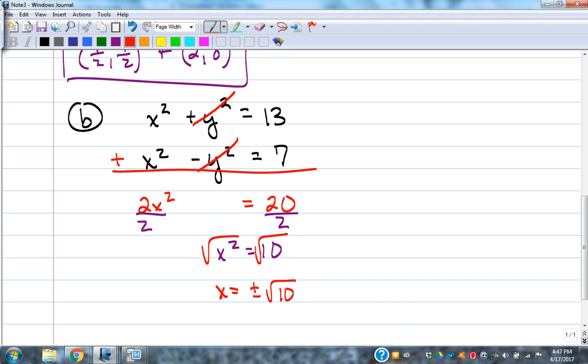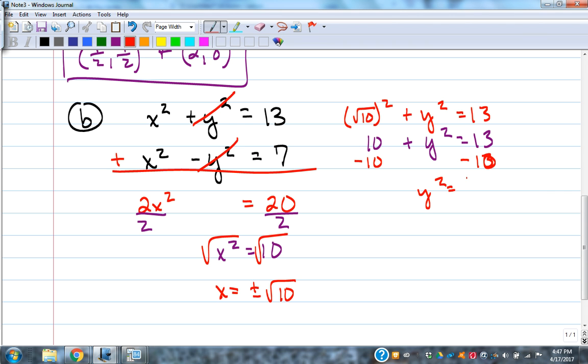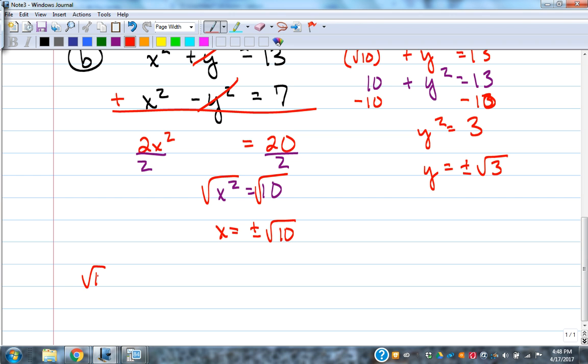And I could get the y values by just taking those answers and plugging them into one of the equations. I'm going to go back to the top one. Doesn't matter which one. I'm just going to pick that one because it's got all positives. I don't have to deal with the negative sign. So if I plug in the square root of 10 for x, when you square the square root of 10, what happens? It cancels out, right? That's 10. And then I could subtract the 10 from the 13, get y squared is equal to 3. And then I take the square root, plus or minus the square root of 3. So I get two ordered pairs from that one x value. When the square root of 10 is the x value, I get the positive square root of 3, and then I get square root of 10, negative square root of 3.